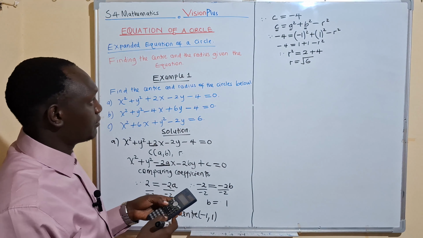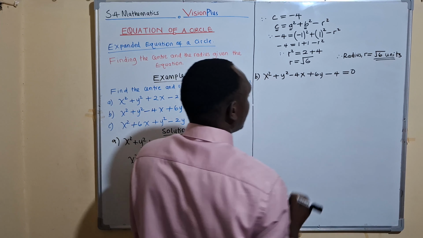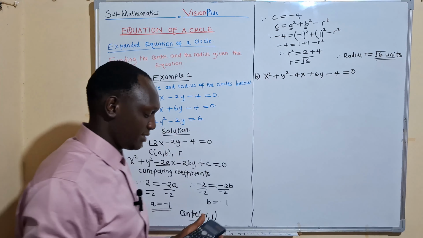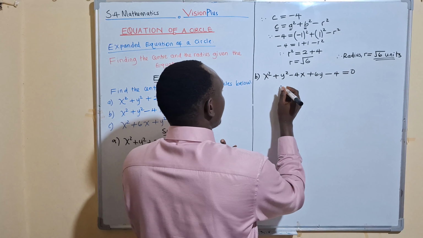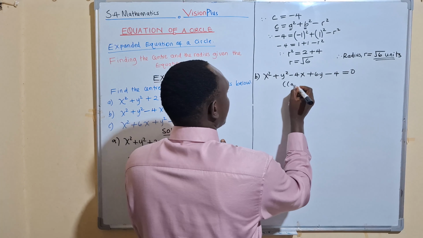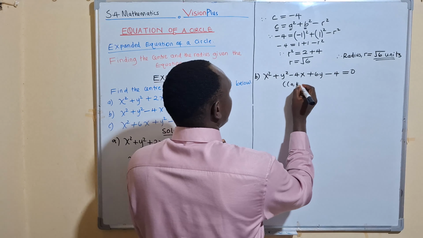Then for part B says that we are given x squared plus y squared minus 4x plus 6y minus 4 equals to 0. Still, we are going to write the expanded equation of a circle and we compare so that we find A, B, and R. That is what we know that we are finding. So we are finding center A, B, and then R.